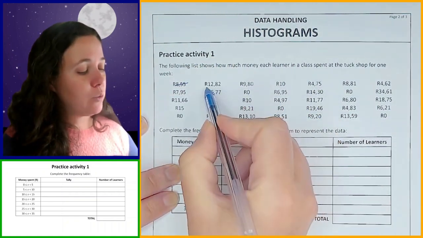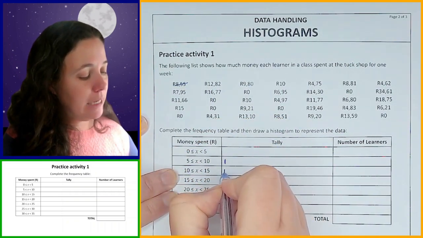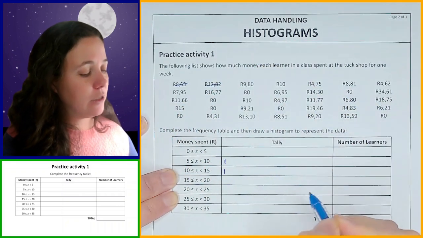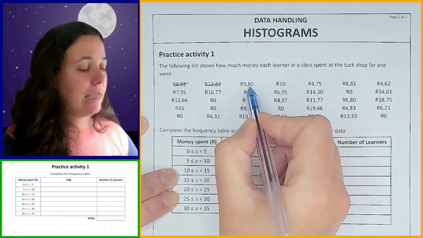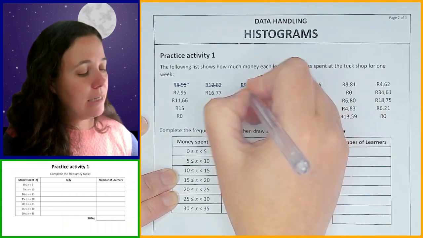Then I do the next one, 12.82. That goes in the 10 to 15 interval. So I put a tally mark over there and I cross that out. Then the next one, 9.80, goes in the 5 to 10 interval, so that goes over there, and I cross that out.